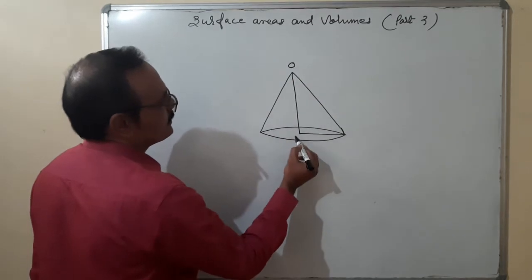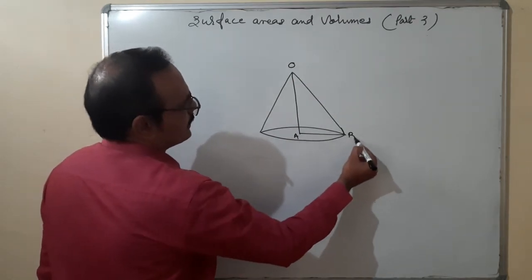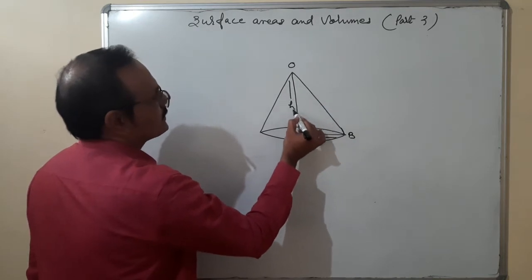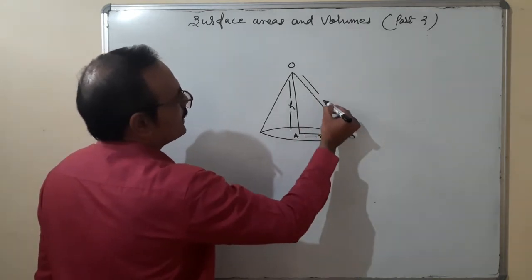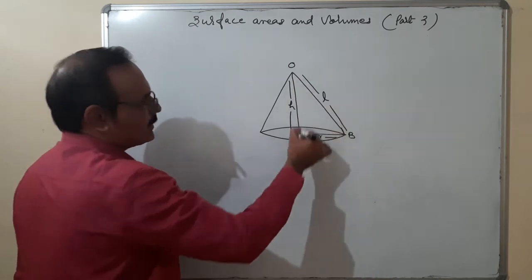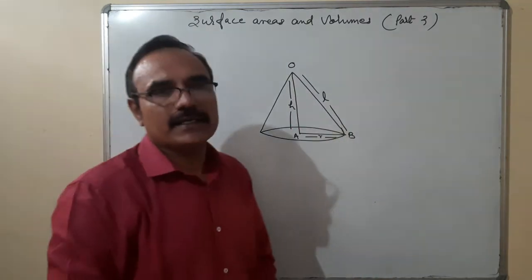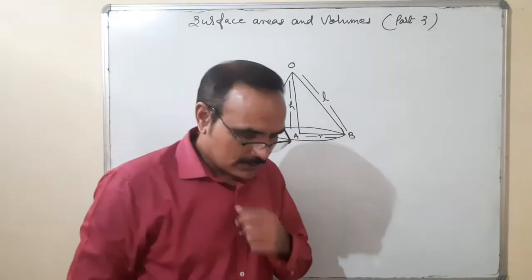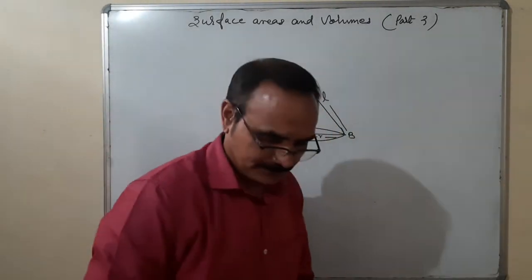Vertex, A, B. This is the radius, the height, and one more height. One is the plane height, and the second is the slant height, which is denoted by a small l. So that is a figure something like that.